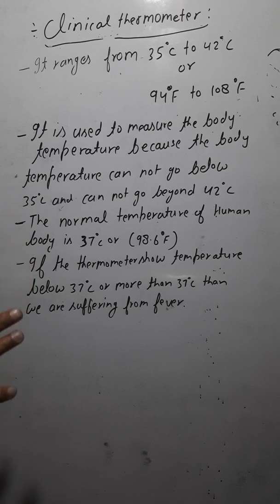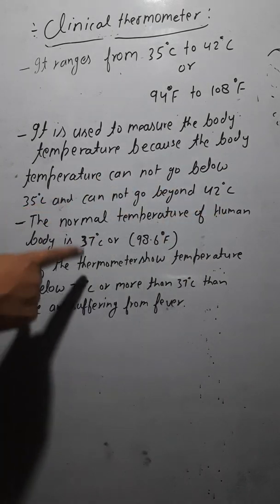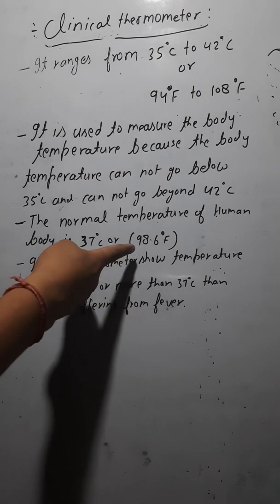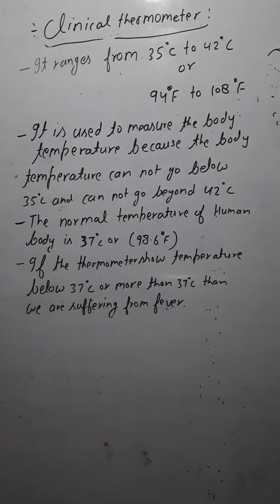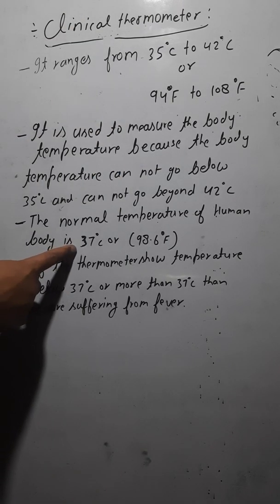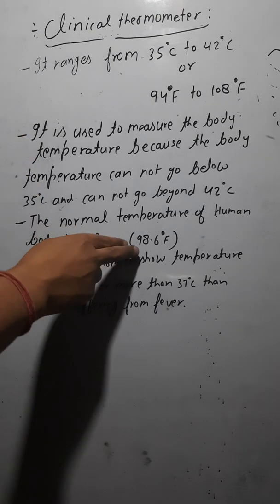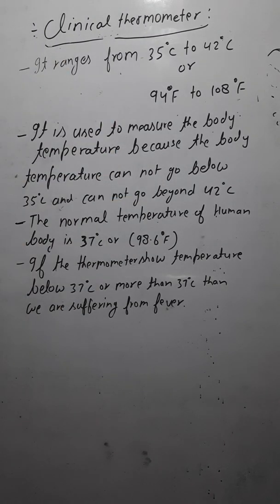Getting it? Very good. Now let me tell you one more point here, and it's very important. The normal temperature of the human body is 37 degrees Celsius. In Fahrenheit, it is 98.6 degrees Fahrenheit. This is our normal temperature. When we are not suffering from fever, the clinical thermometer would show a reading of 37 degrees Celsius or 98.6 degrees Fahrenheit. This is our normal temperature that you should know.